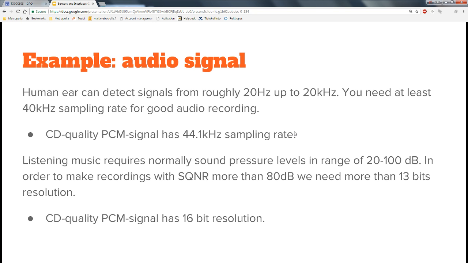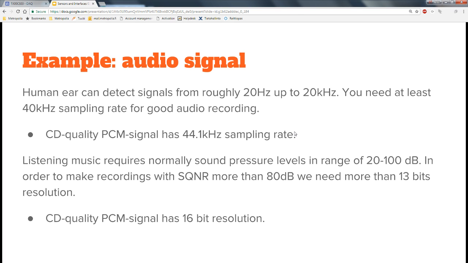Okay, so for historical reasons, that's the 44.1 kilohertz sampling rate. And basically the audio signals are acoustic pressure signals, and the sound pressure level range is about from 20 to 100 dB. So basically the minimum requirement for having 80 dB signal to quantization noise ratio gives 13 bits.